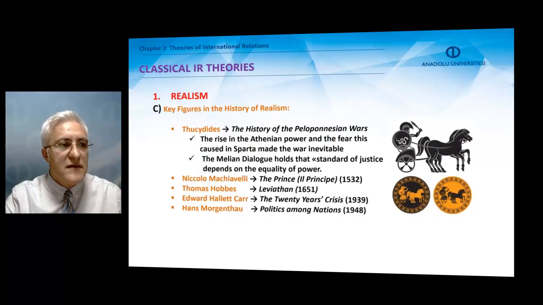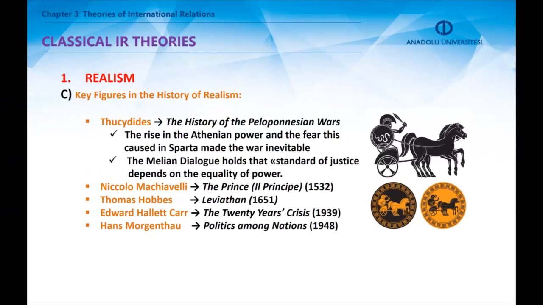And let's look at some key figures of realism in the study of international relations. Thucydides is the author of the History of the Peloponnesian War. It talks about the rise of Athenian power and the war between Athens and Sparta. And the Melian dialogue is critical because it says the standard of justice depends on the equality of power, which means that you can expect justice between equal powers, but you cannot talk about justice between a great power and a relatively small one.